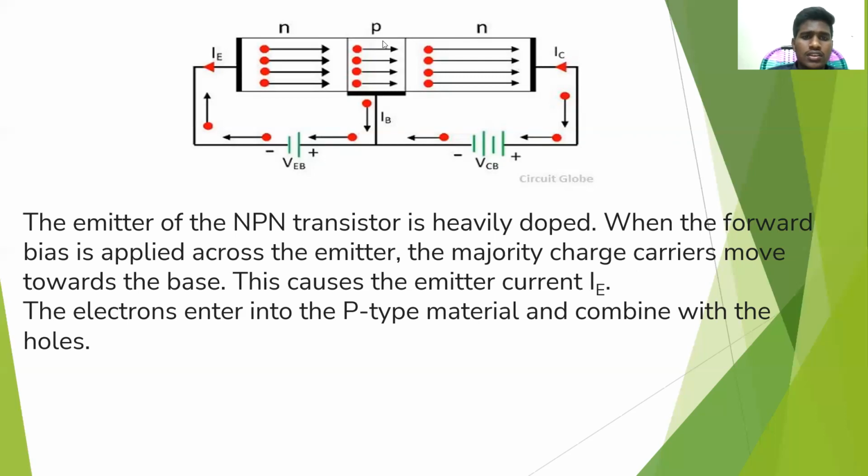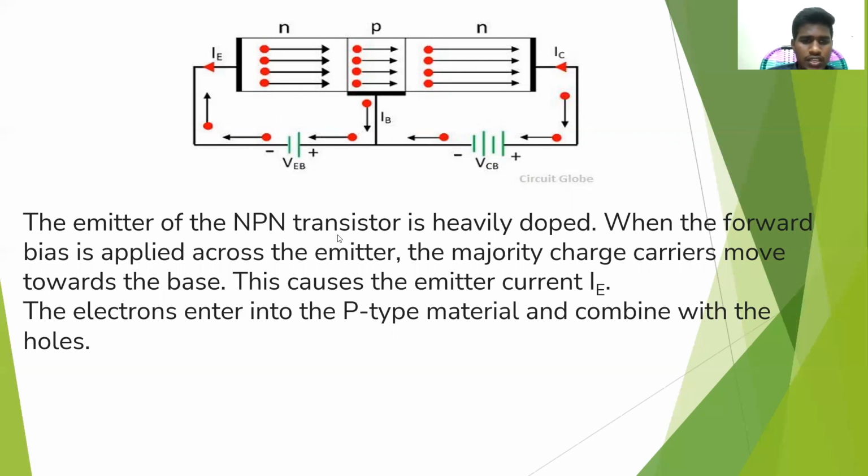As this is lightly doped, the electrons enter from emitter to collector, and here the input current is IE and the output current is the collector current, and the input voltage is VEB and the output voltage is VCB.